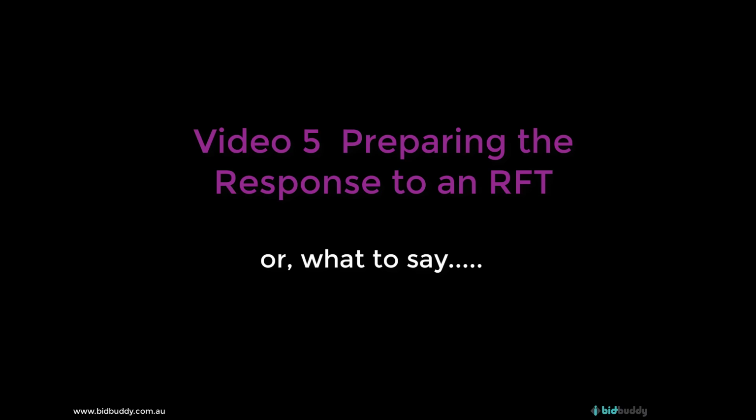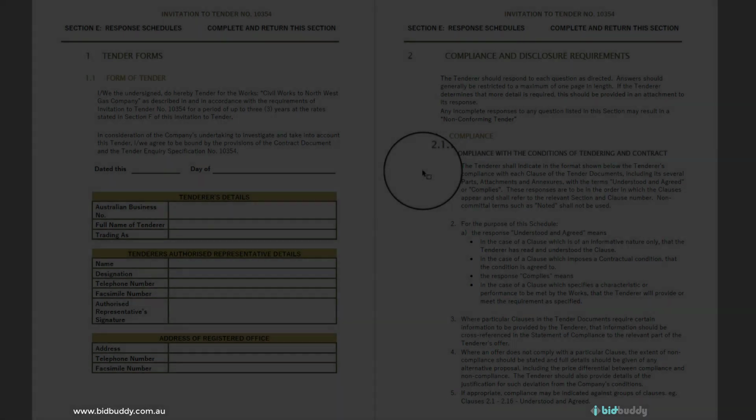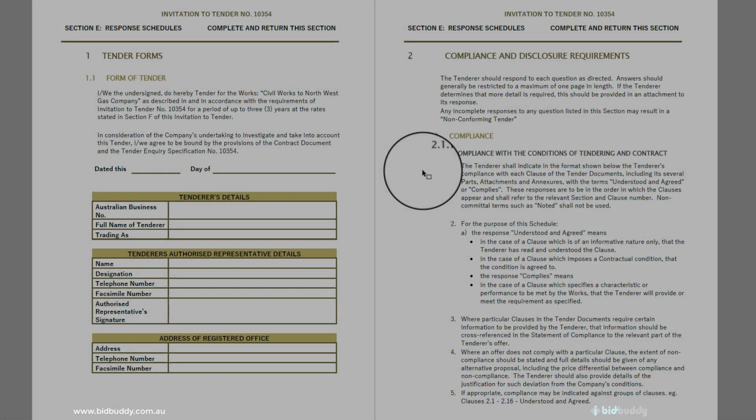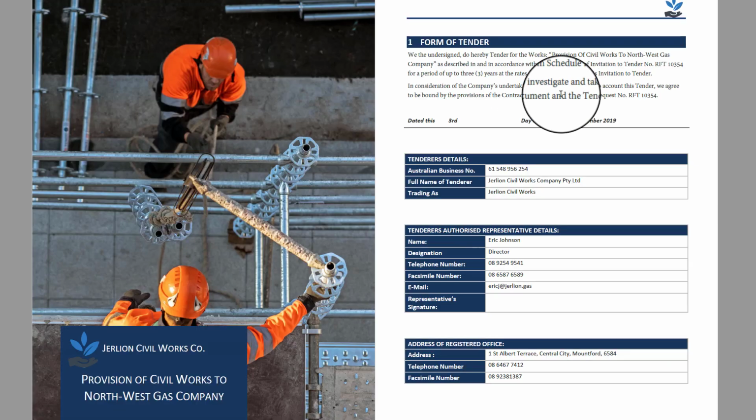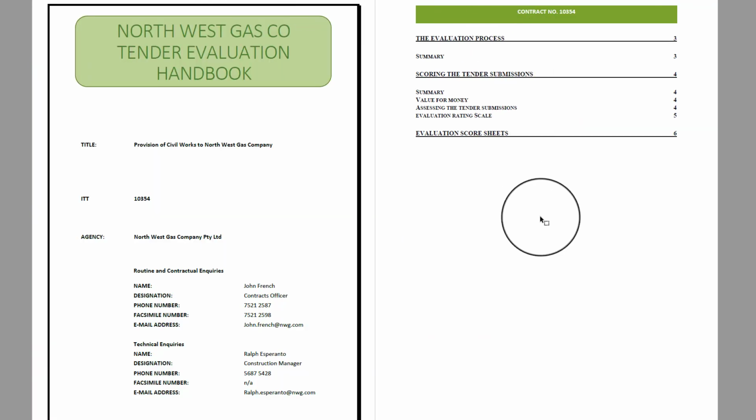So it's a different mindset, and it's a mindset that I don't see very often when I'm reading tenders that are written by people who've never been on the other side. So I'm going to give you a bit of a look on the other side and how tenders are actually evaluated. I'm going to use as my example this sample RFT that I've written, and I've also written a sample response, and I've also prepared an evaluation handbook which mimics the process that a buyer goes through.